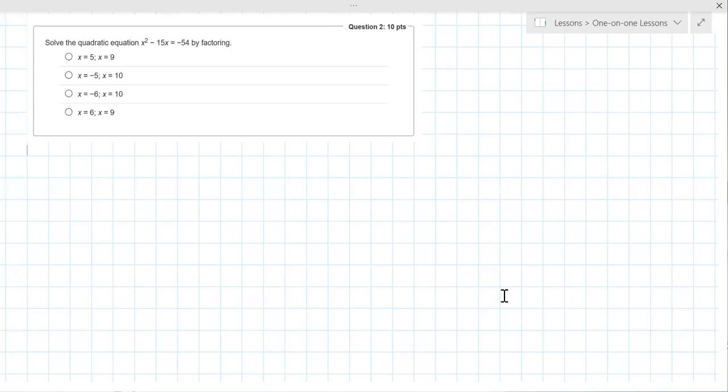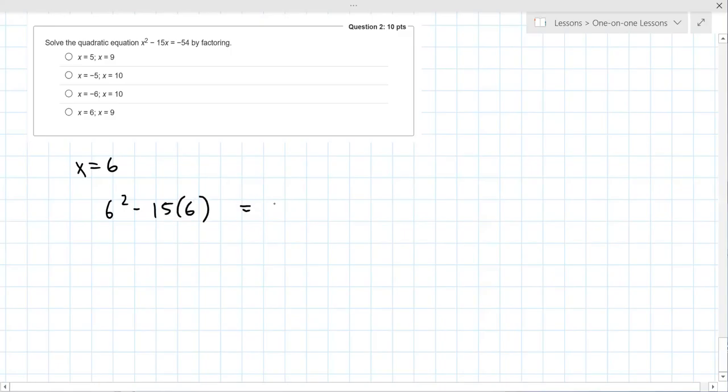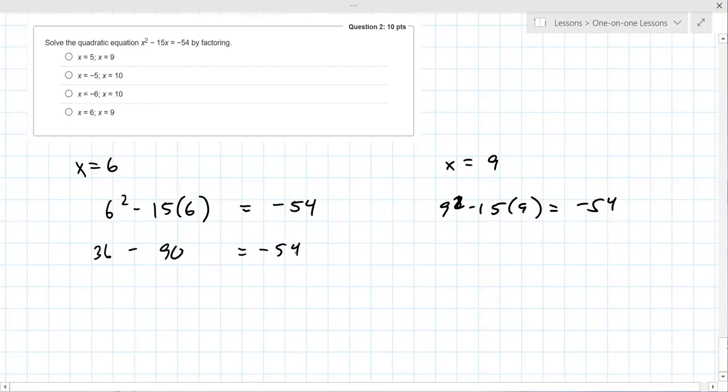All right, I'm back. Do you have a solution here? It's going to be 6 and 9, letter D. So here's how I'm going to check your answer. Let's say x is 6. 6 squared minus 15 times 6 should equal negative 54. And if 9 is right, then 9 squared minus 15 times 9 should equal negative 54. 36 minus 90. That one works.